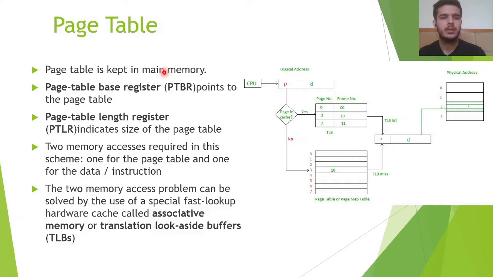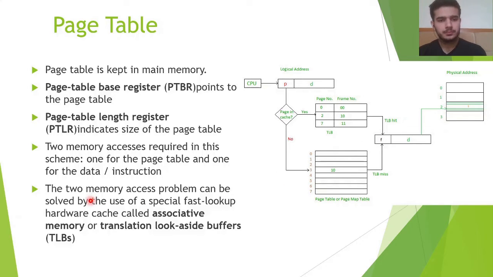Let us learn something about page tables. The page table is kept in the main memory, and the page table base register, PTBR, points to the page table, and its length is given by PTLR. To access some instruction, two memory accesses are required. One is for the page table: we go from the CPU to the page table and get the address, and then we go to the corresponding memory.